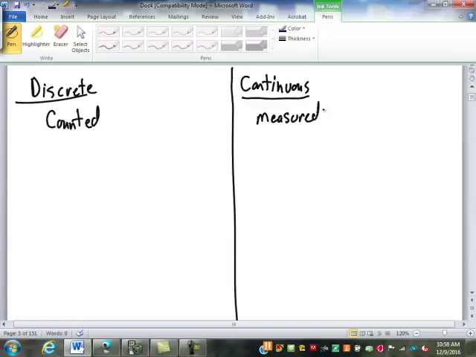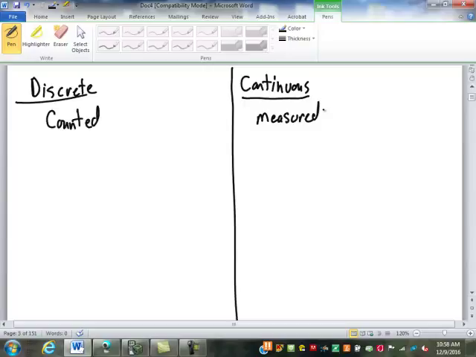Height is something that's measured. Weight is something that's measured. Continuous, things that are measured are never truly exact. It depends on the precision of what you're measuring it with.